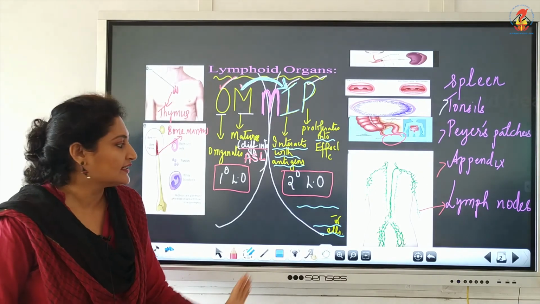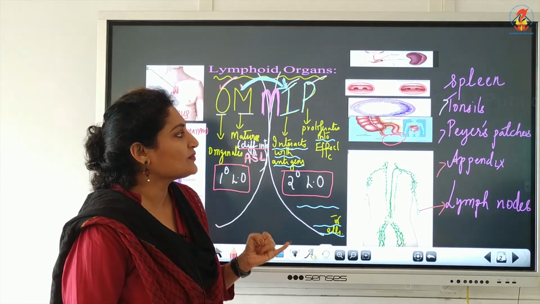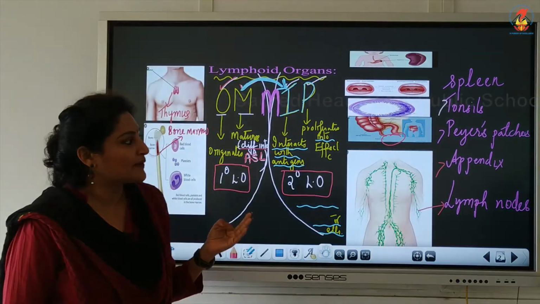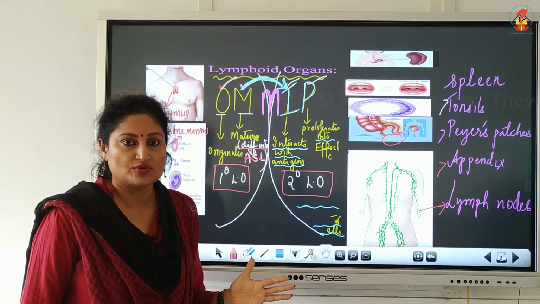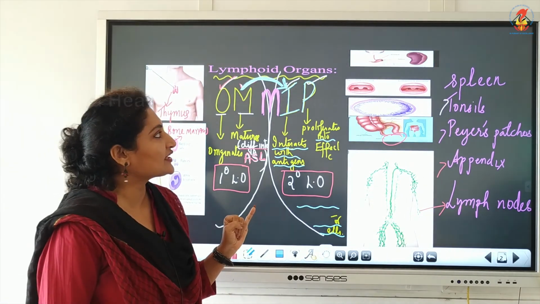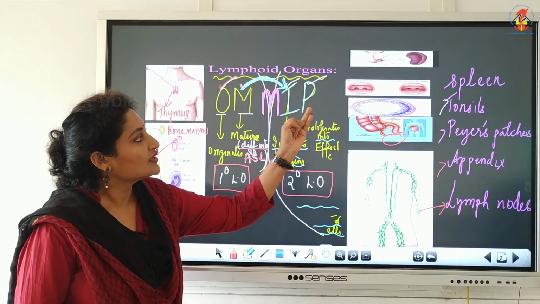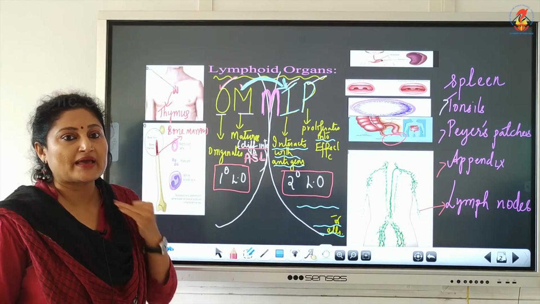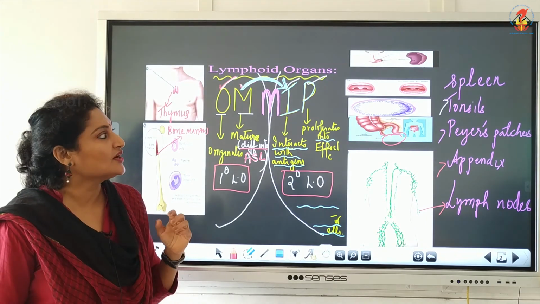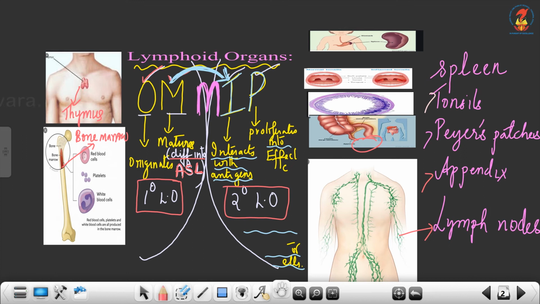Clear? So the different secondary lymphoid organs are spleen, tonsils, Peyer's patches, appendix and lymph nodes. Now, location. The spleen is a bean-shaped structure located on the left side of the stomach. Tonsils are a pair of spongy pad-like structures located at the back of your throat. Peyer's patches are patches of lymphoid tissue in the intestine, especially in the ileum, lining the mucosa.